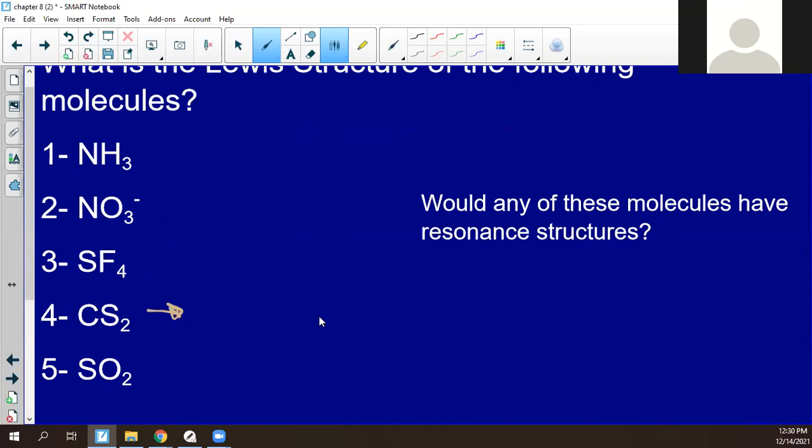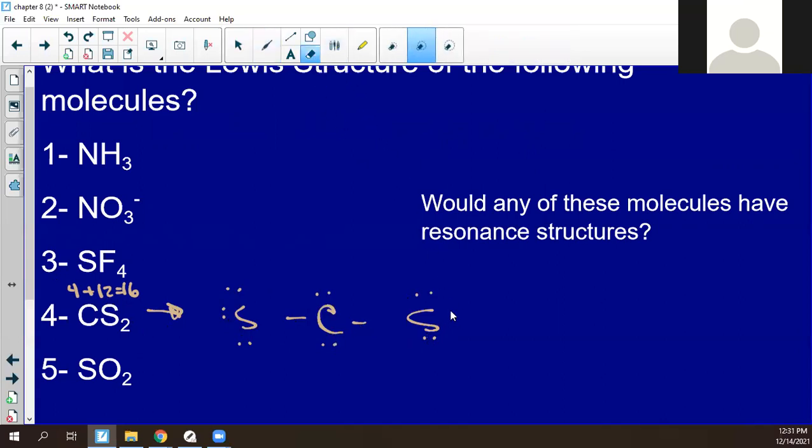All right, C, S, S. Don't draw this. This is not right, but it would want to do this, correct? If life was perfect. But it can't, because life isn't perfect. We're short. 4 plus 12 is 16. But I've used 2, 4, 6, 8, 10, 12, 14, 16, 18, 20. That's illegal. You can't do that, homies.